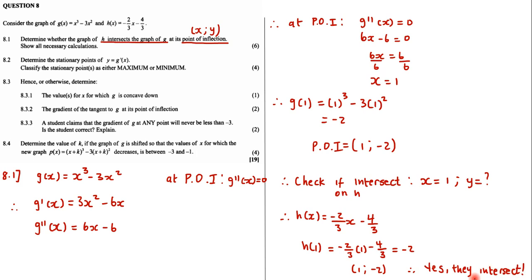Alright, so now let's go ahead and do the second one, which is the second question, which is 8.2. Now the 8.2 here says determine the stationary points of y equals g prime x. Now here it says we need to actually classify the stationary points as either the maximum or the minimum. Alright, now how do we then do this?